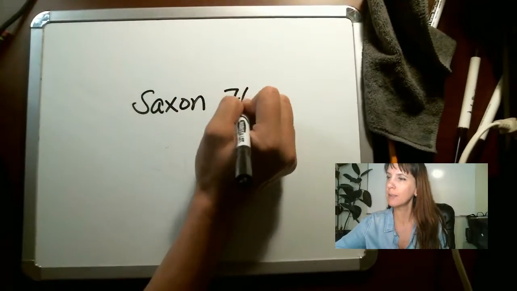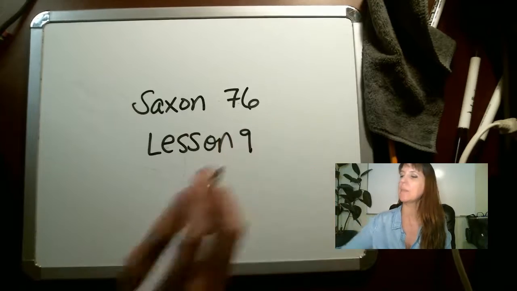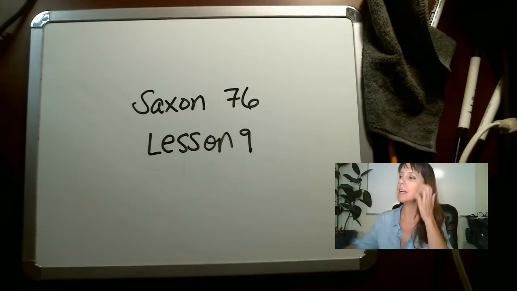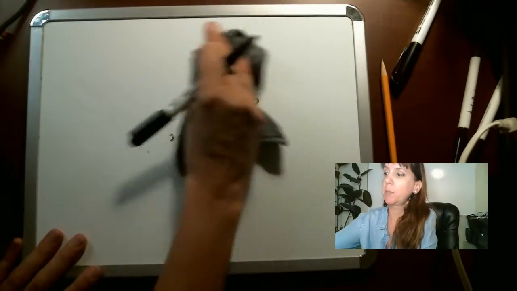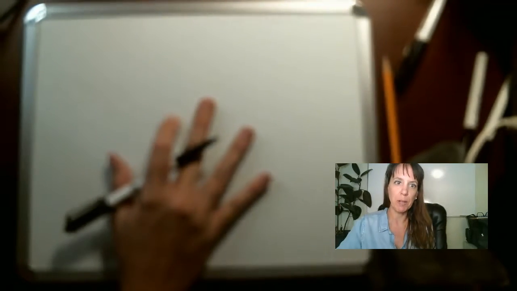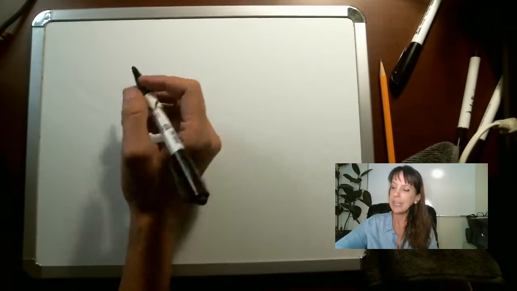I forgot to write this on the board before I started. We are doing lesson 9 today. We're going to be talking about number lines and ordering numbers, putting numbers in order. If you're following along, folks, this is Math 76, the 3rd edition. Make sure you've got the right one. For this guy, we're on page 39.